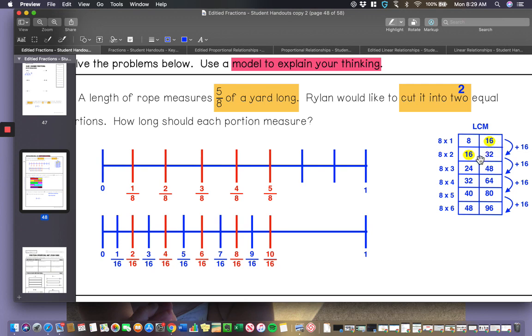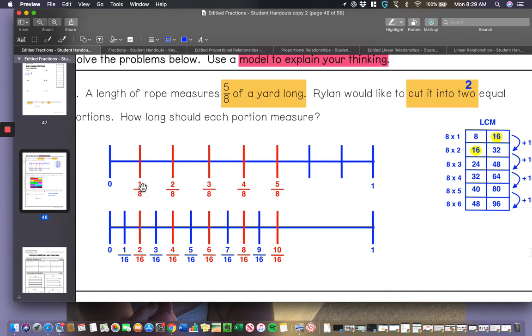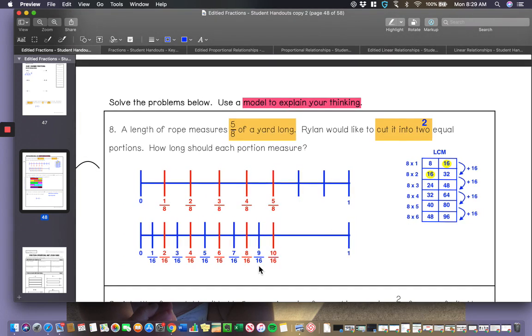So here I've paired up the numbers. The least common multiple is 16, so I know I've got to label this line into 16ths. Now, equivalent fractions are what we're looking for here. So 1/8 is equivalent to 2/16, and 2/8 is equivalent to 4/16, and 3/8 is equivalent to 6/16. And if I look at my rope, 5/8 of a rope, which is how long it is, is the same as saying that the rope is 10/16 long.